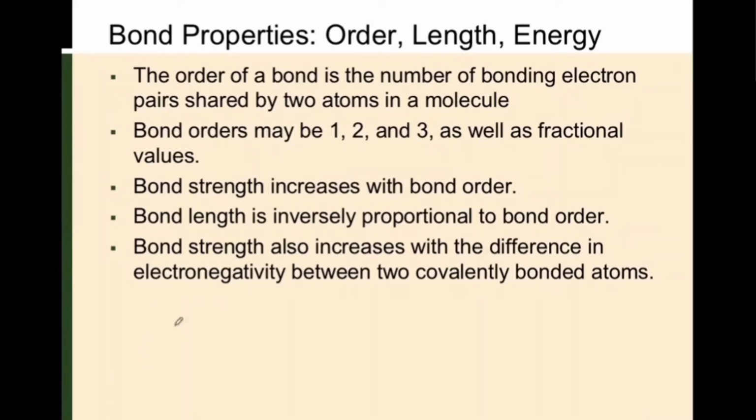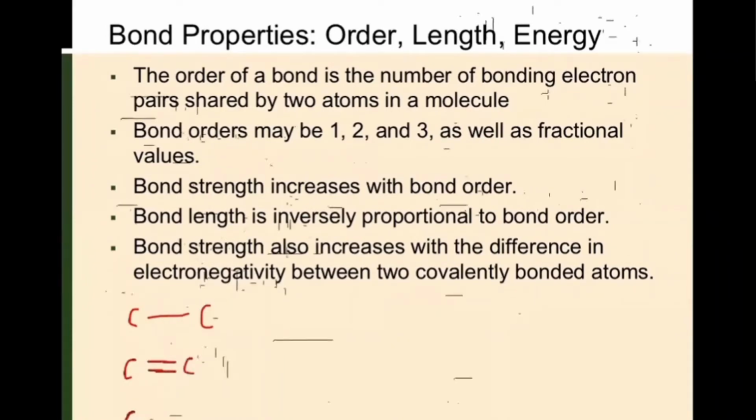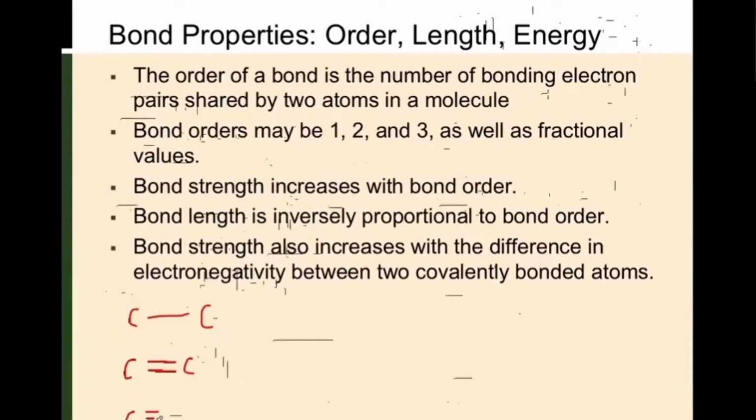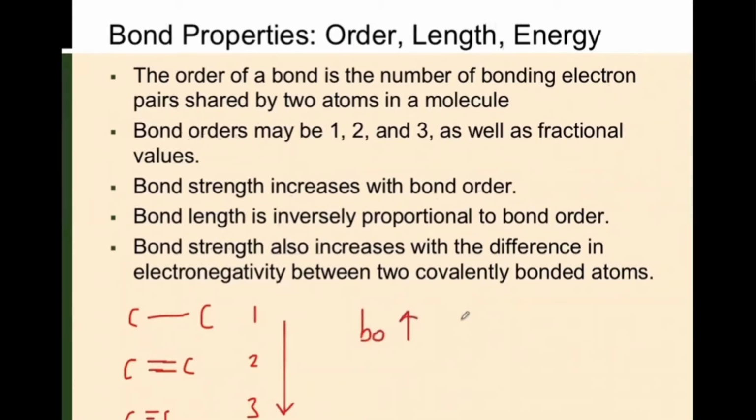So for example, carbon is one of the most prototypical examples. I have a single bond carbon. I then have a double bond carbon, which is shorter. And then this is a very extreme example, triple bond carbon. So it's bond order 1, 2, and 3. As bond order increases, the bond length decreases.